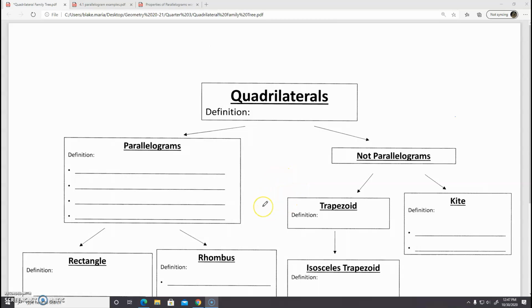This is what we're going to be working with all week. So we're going to start here every day, and by the end of the week, we'll have this all filled in, and we'll understand all the different types of quadrilaterals.